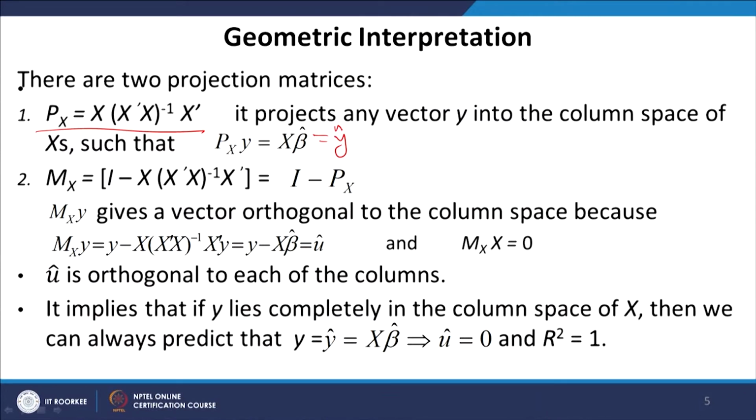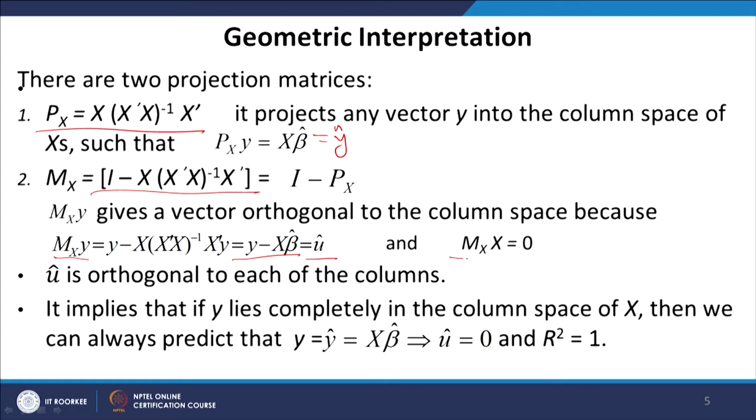The other matrix is Mx. This gives a vector orthogonal to the column space. Mx is I minus x into x prime x inverse x prime, or alternatively Mx is defined as I minus Px. When Mx is multiplied by y, you can see that this gives us y minus x beta hat, which is equal to u hat.